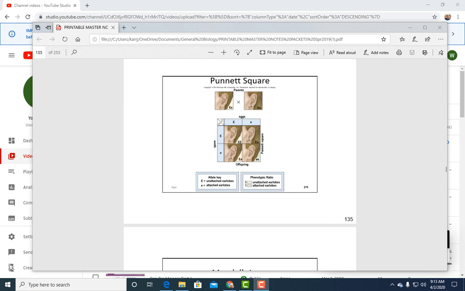And it's interesting because some of our kids have unattached earlobes and some have attached earlobes. And my husband has attached earlobes. So that means I must be heterozygous, because if he has attached earlobes, that means he looks like this, and he can only provide little e to his offspring. But because some of my kids have unattached earlobes, that means I must have the dominant allele as well as the recessive allele for attached earlobes. So some of my kids look like this and have unattached earlobes.